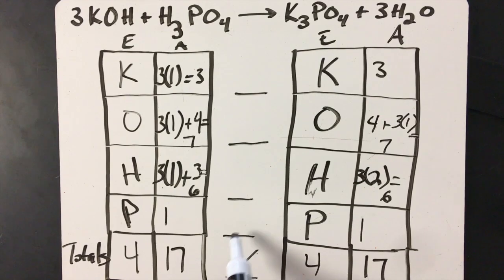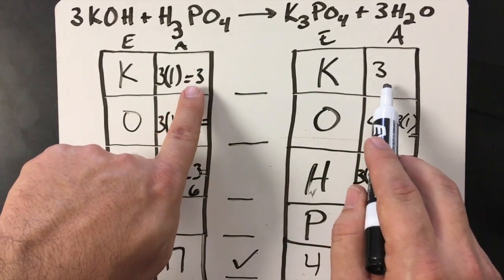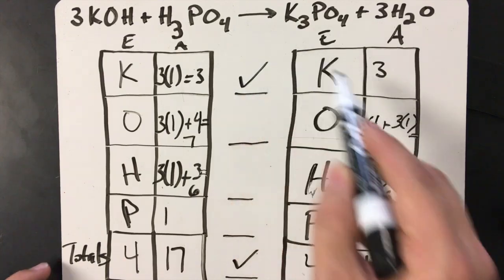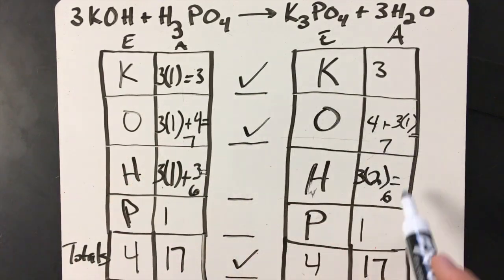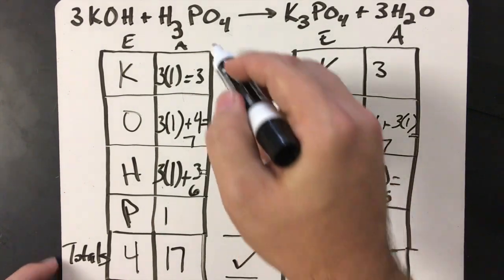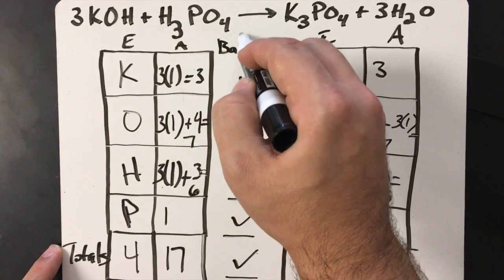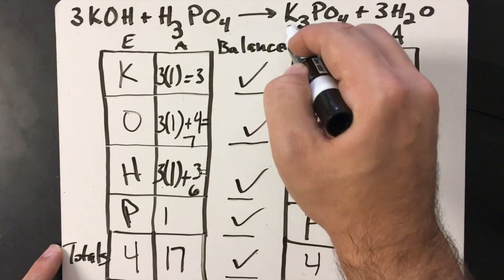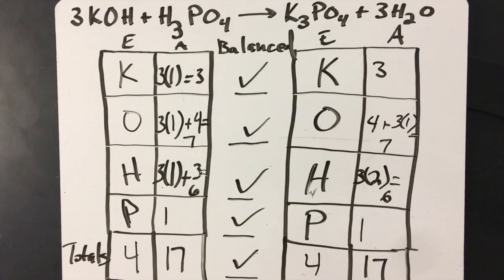So if we look at each one of these atoms now, 3 and 3, that's a match. 7 and 7, that's a match. 6 and 6, that's a match. 1 and 1, that's a match. So then we would say this is balanced. Everything on the reactant side has the same totals on the product side. It's just rearranged. So we've got a balanced equation there.